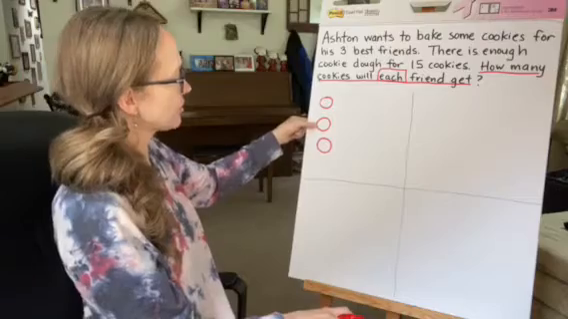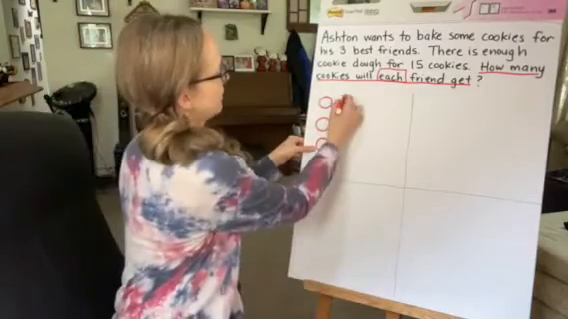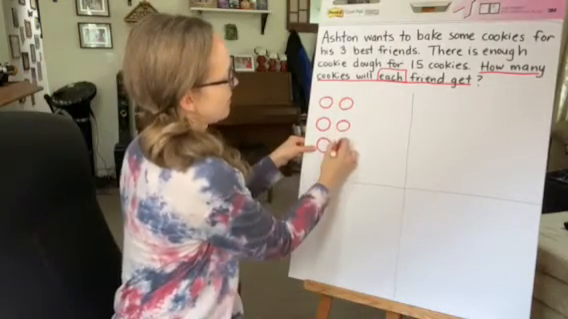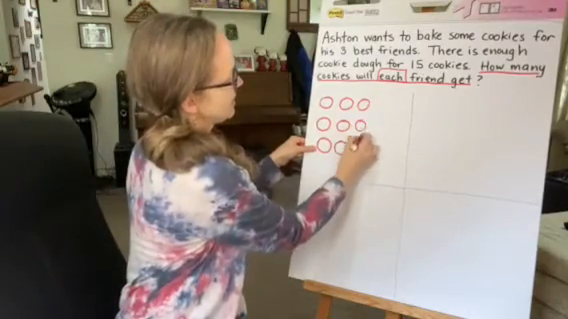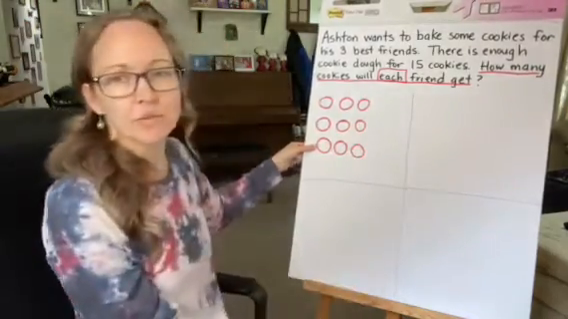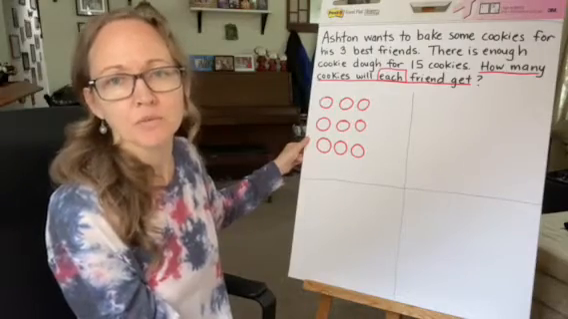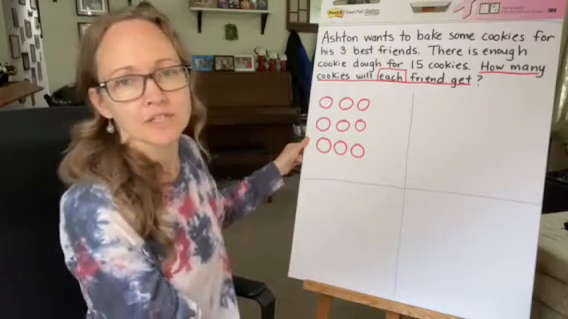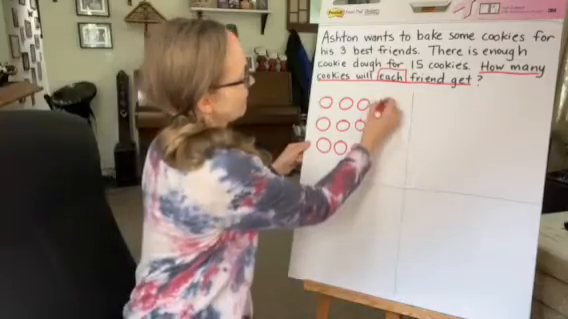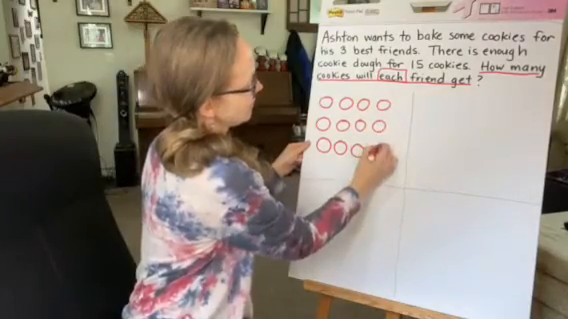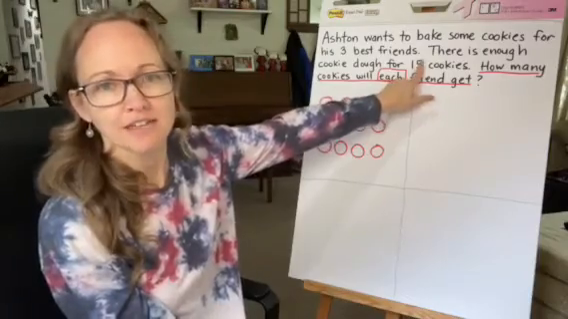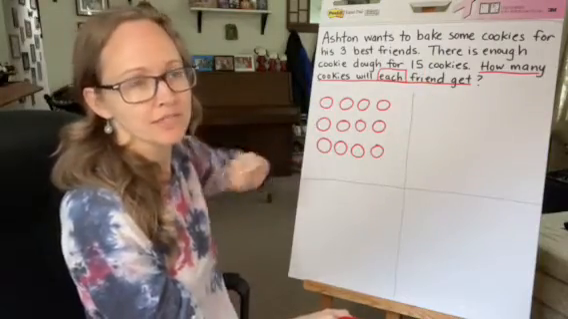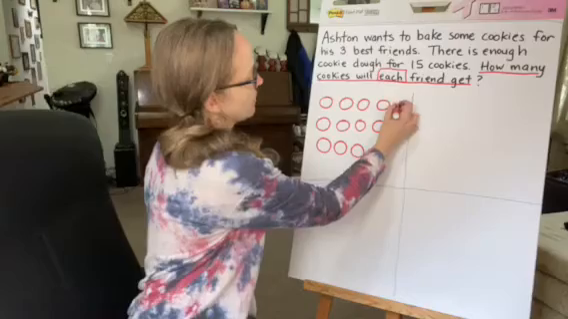1, 2, 3, 4, 5, 6, 7, 8, 9. We're still not at 15, so we're going to continue to fill in the array. 10, 11, 12. Remember, we're trying to get to 15, so we're going to do another row and see if that takes us to 15.